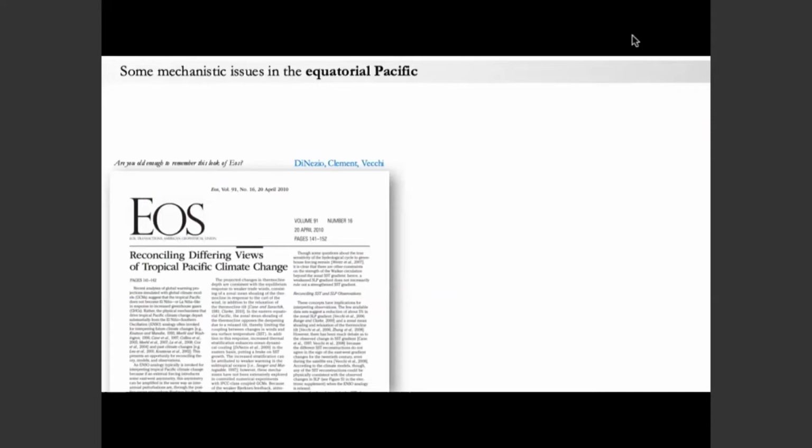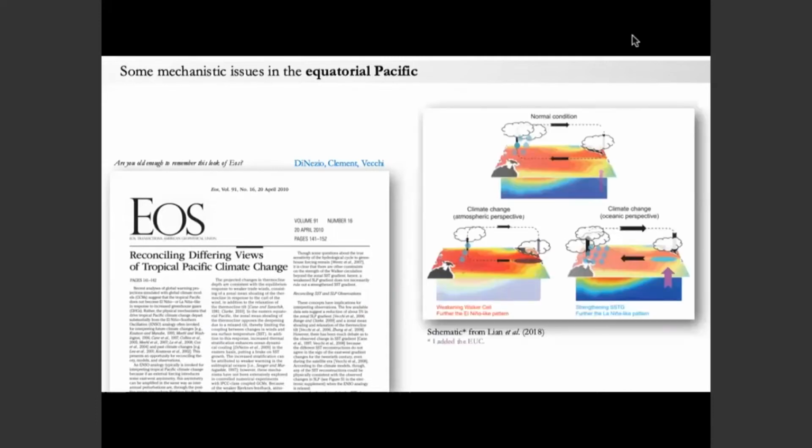He brought together Amy Clement and Gabe Vecchi, sort of the, if you will, ringleaders of these two camps that were in a very fun, friendly, exciting way going at it about how do we expect the tropical Pacific to respond to radiative forcing? How should it respond? And then bring in models and observations to see what it looks like.